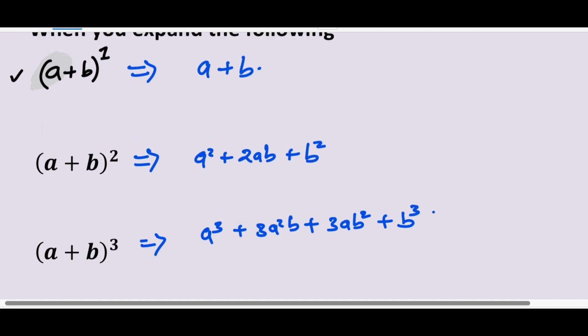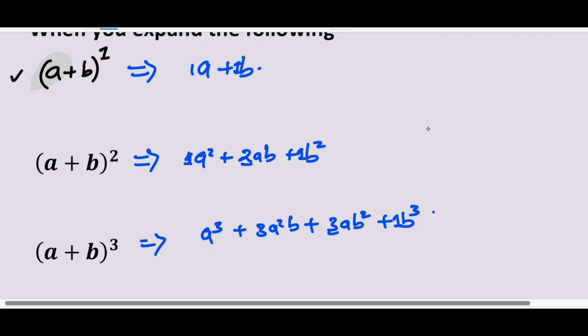Now my question is, what is the coefficient of a and b in each of the following expansions? In the first expansion, this is 1 and here is also 1. Then in the next expansion, we have 1, 2, and then 1. The next we have 1, 3, 3, 1. Now the question is, where are these coefficients coming from?